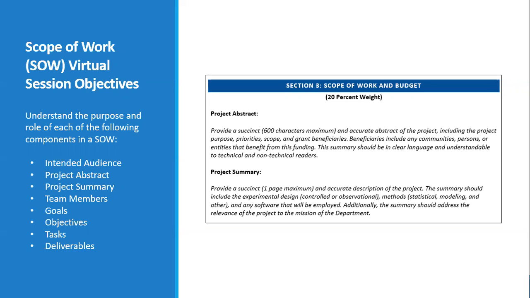So the items that go into scope of work that we're going to talk about today include the intended audience, the project abstract and summary, and then the team members, and then the goals, objectives, tasks, and deliverables that make up the rest of the scope of work.